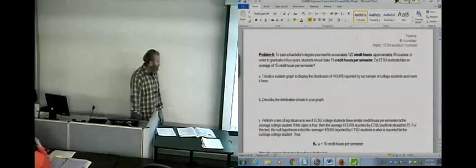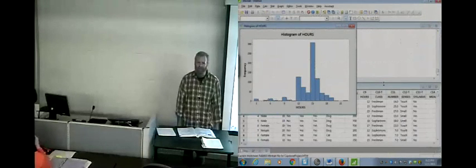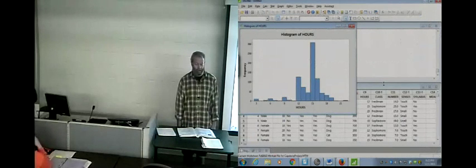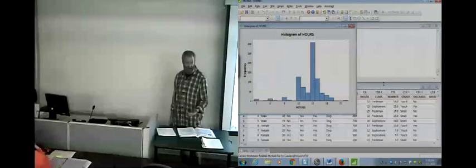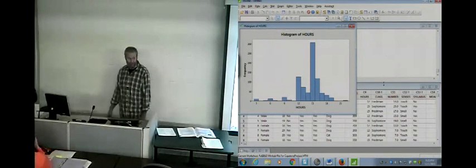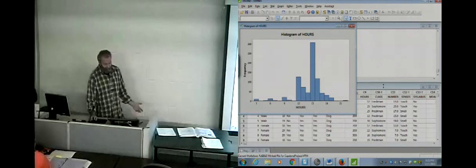Describe the distribution shown in your graph. You see any possible outliers? You see any skewed to the left, maybe? Yeah, right? This is a little skewed to the left, and we got some possible outliers here, yeah? That's the kind of thing I'm looking at. That's what you're looking for here.